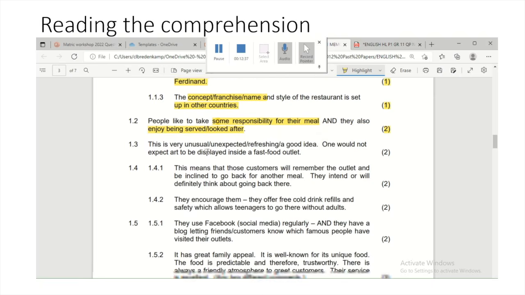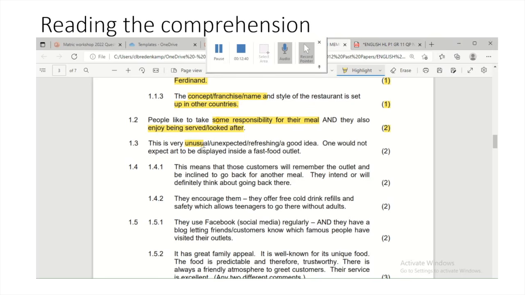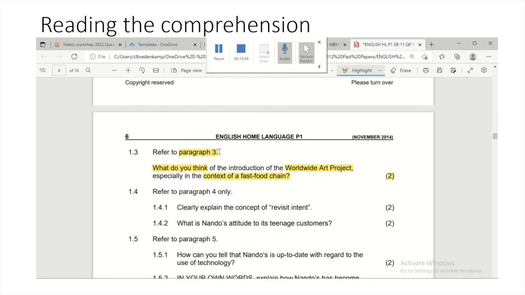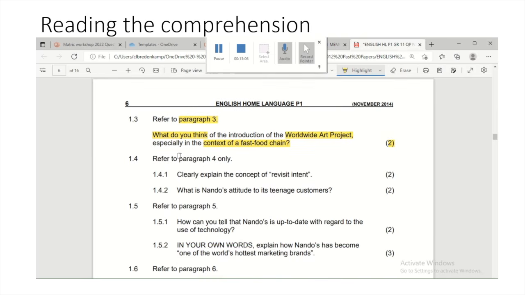So let's have a look. It is very unusual, unexpected, or refreshing. One would not expect it to be displayed inside of a fast food outlet. Over here, for the 2 marks, you've added what your opinion is about it, and then you've added why it would be weird or different that it is given in a fast food chain restaurant. Then, refer to paragraph 4 only. Now, we don't always have this only, so that's very important over here.